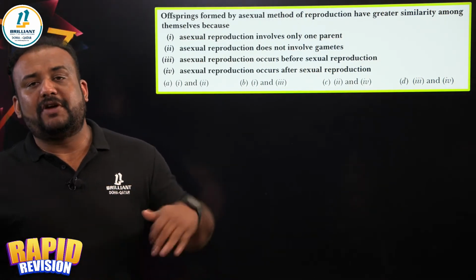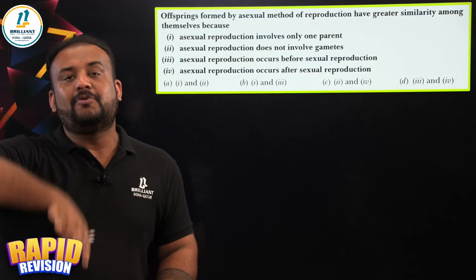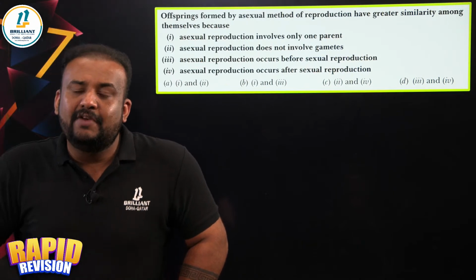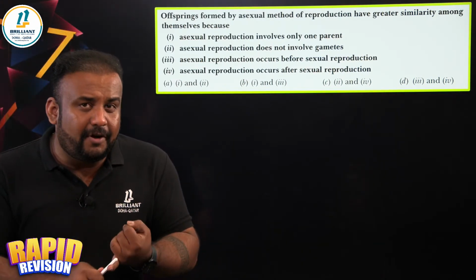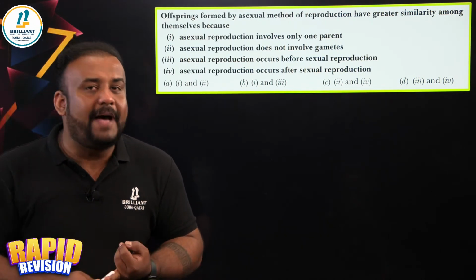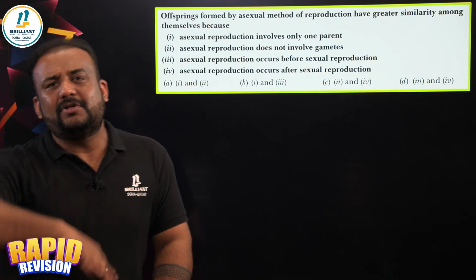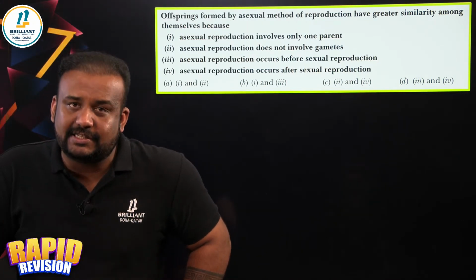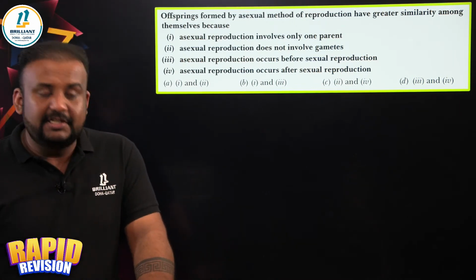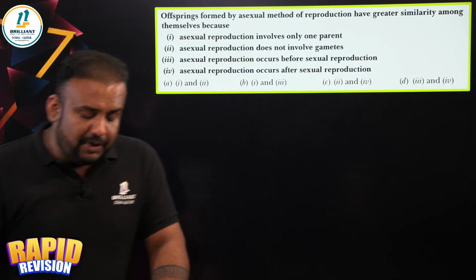Next one. Offsprings formed by asexual method of reproduction have greater similarity among themselves because, you know, asexual reproduction is one of the most primitive methods of reproduction in terms of evolution, which is exhibited mostly by unicellular organisms. What are the features of asexual reproduction? You don't see gamete formation. You don't have biparental contribution. There is only one parent involved. So the complexity of the genetic mixing is very, very less. So there isn't much variation as compared to sexual reproduction.